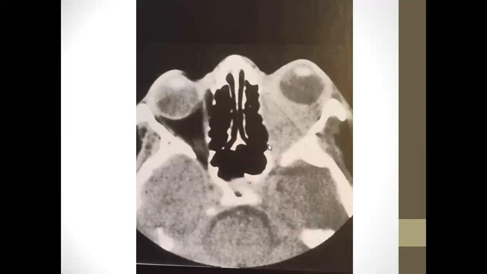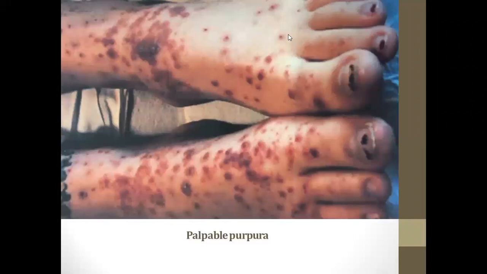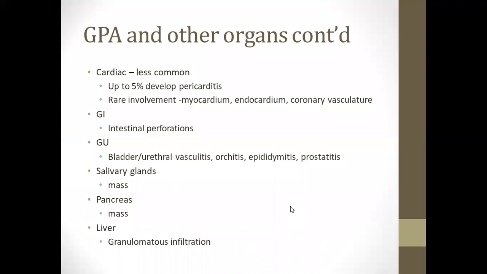And if you Google pictures of sinusitis and retroorbital, you'll see good slides of that as well. Here is the palpable purpura. Probably you've seen some of that already in your training, and the differential is pretty broad, but in the right setting, that can be a huge clue for GPA or any of the ANCA associated vasculitides.